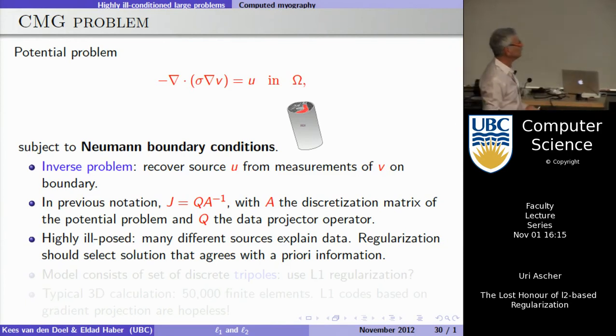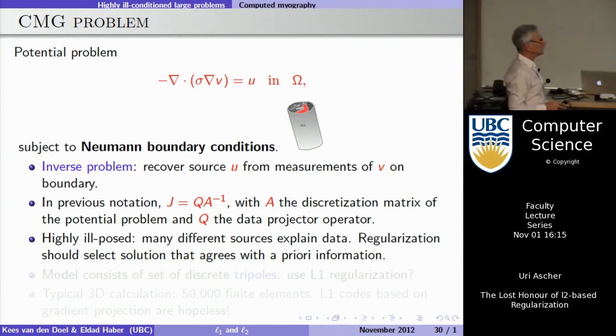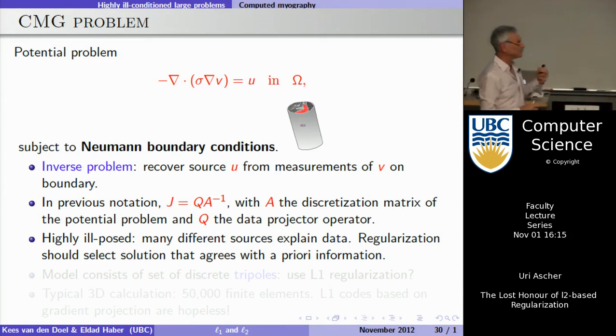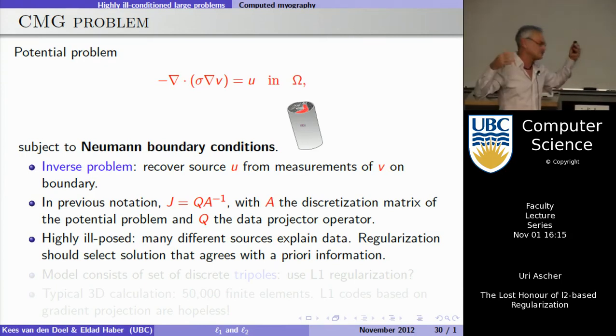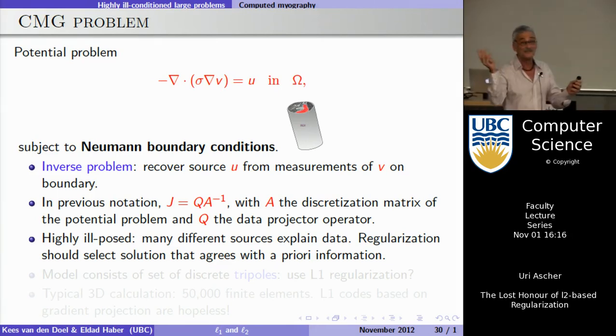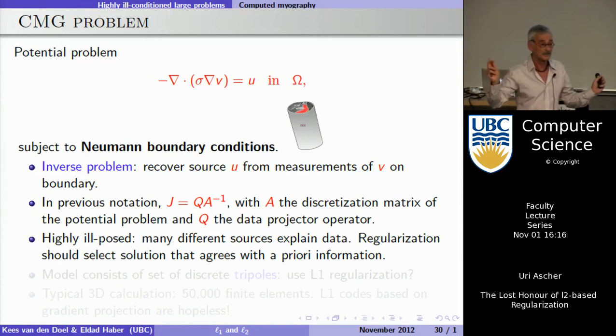And that is highly ill-posed. In fact, you can have very different sources explaining the same given data. There's no one-to-one correspondence here. So your choice of regularization is not just what gives you sparsity. Your choice has to do with what gives you the right thing that you're looking for. The regularization, in fact, is a priori information, very different from a wavelet basis, completely different.